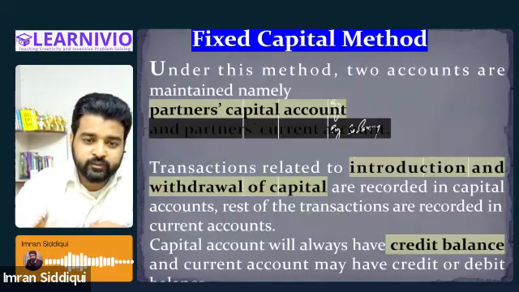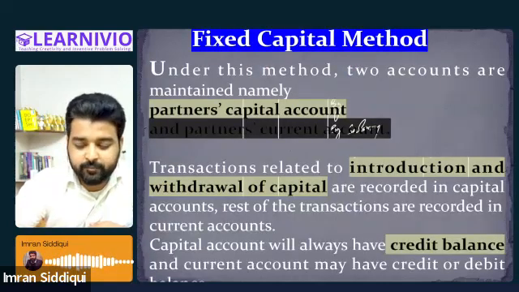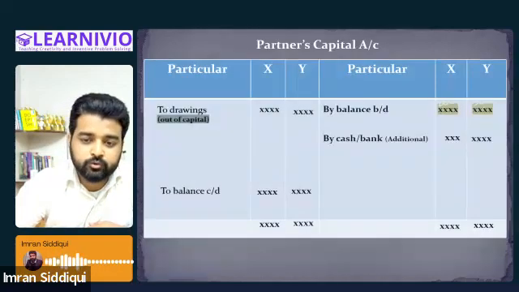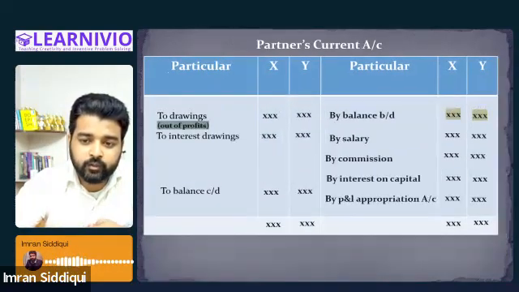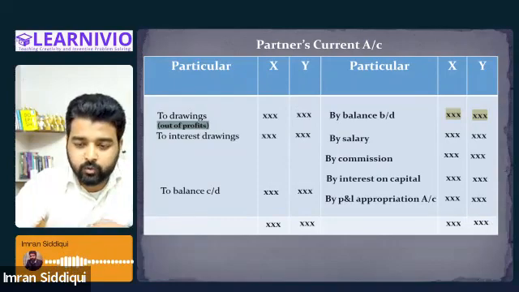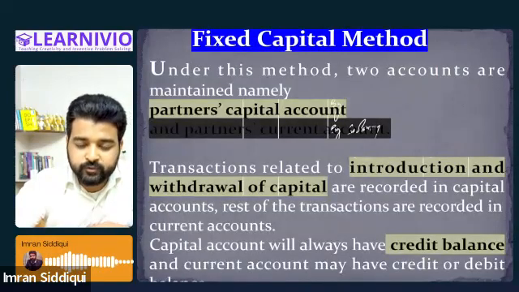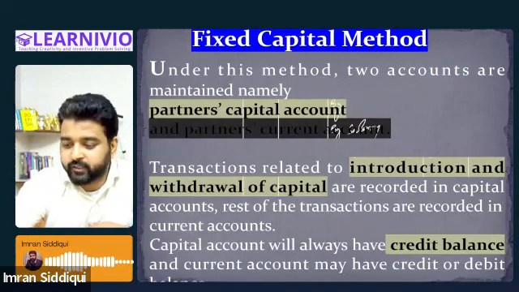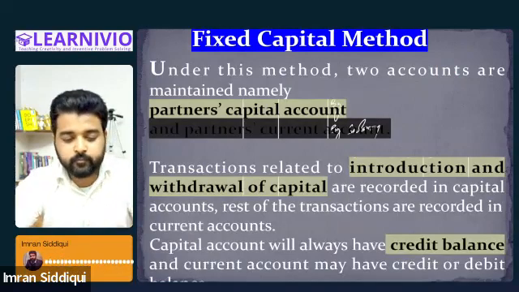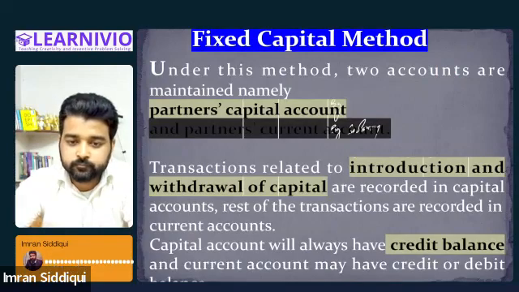You need to write down the definition, the meaning of the fixed capital method. And apart from that, you need to draw the format of the partner's capital account and the format of the partner's current account also. Please do this quickly. Let me know once you are done so that we can move to the next question, and so that I can scroll to the next slide.